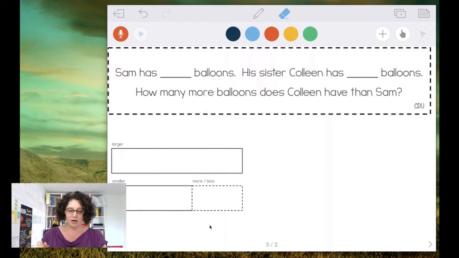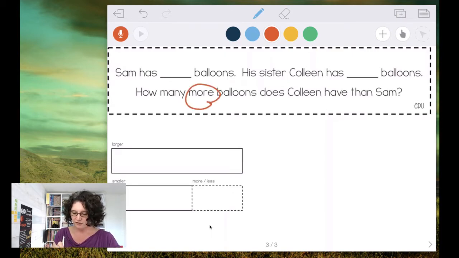And so in here, we mark it up. When I'm with students, I tend to mark it up exactly like I would with students. So I take a look at, Sam has blank balloons. I don't know whether that's more or less yet, or the larger or smaller number yet. Colleen has blank balloons. How many more balloons? Well, here's the more. Does Colleen have?